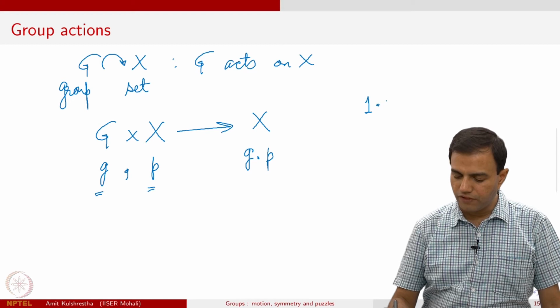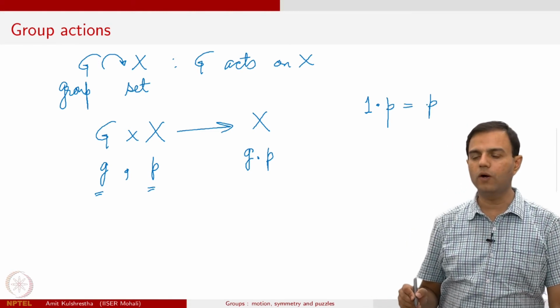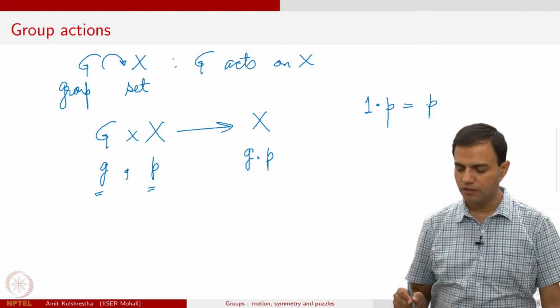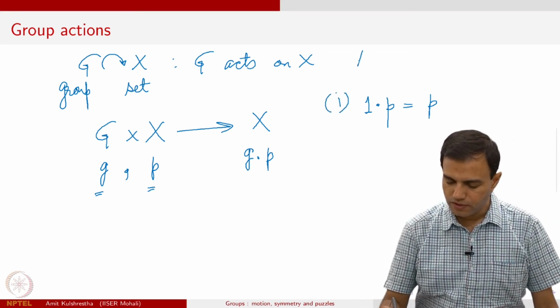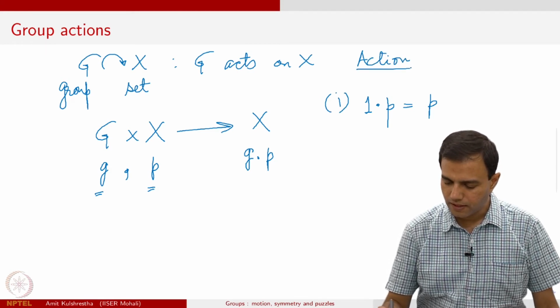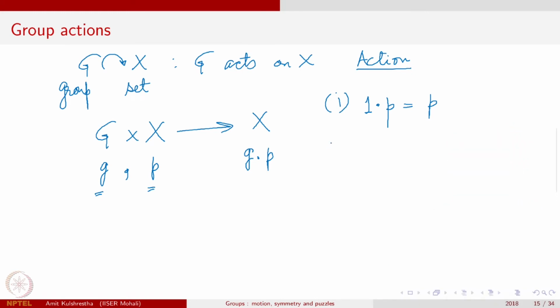The identity element of the group is not allowed to move any point. That is the first axiom. The action of identity on P is just P. So, these are axioms for the action: 1 dot P is P. The second is the interesting one.